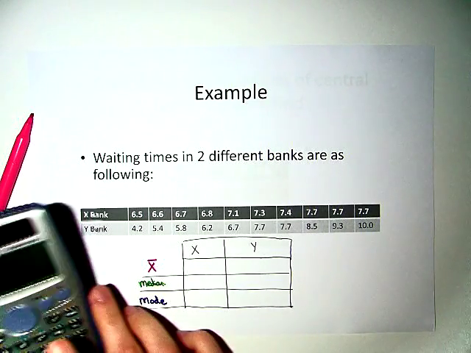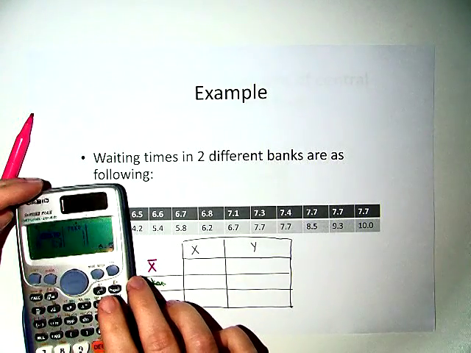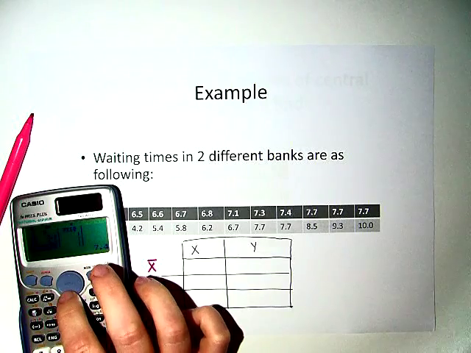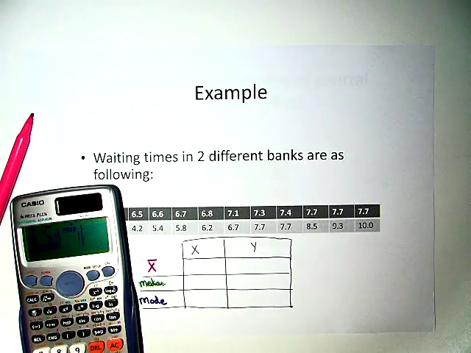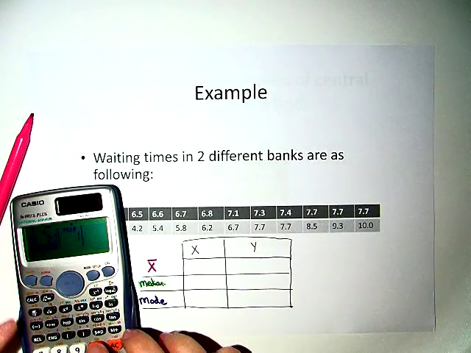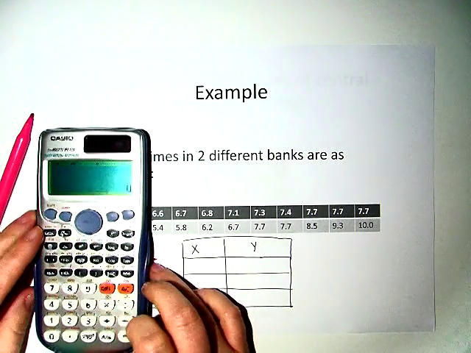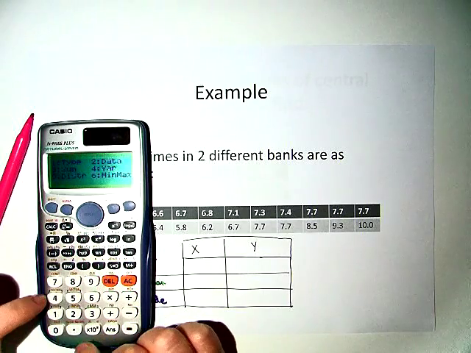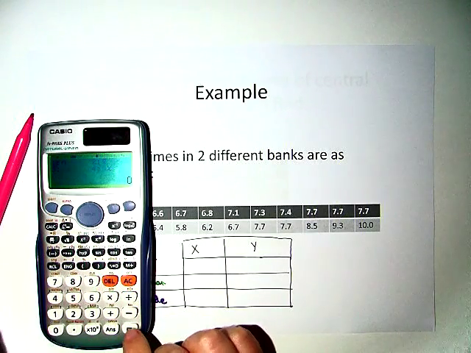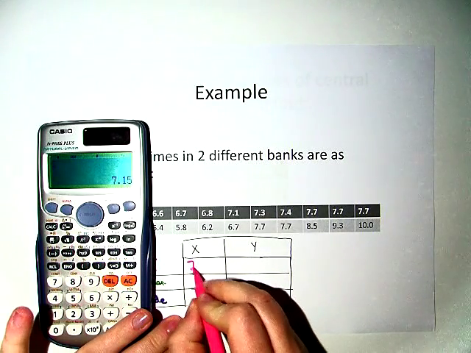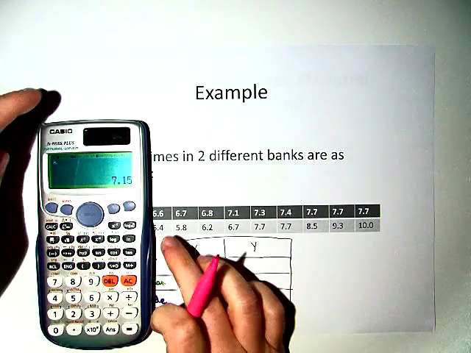Oops. Okay, 6.5. Oh, I forgot 6.6. So I'm going to go ahead and put that in here at the end. 6.6. So we clear out. Remember, when you clear out, you always hit the AC button. Shift stat. We're going to do our variation, and we're going to do our average. And we find that the average for the X bank is 7.15.